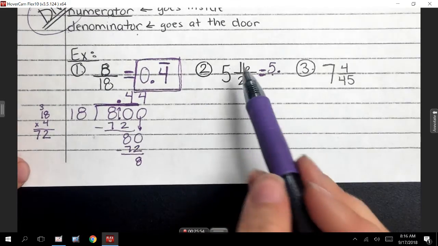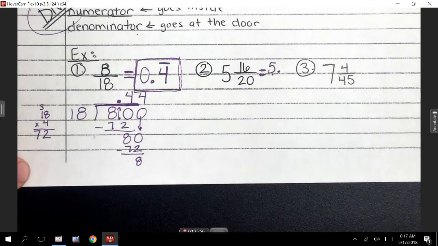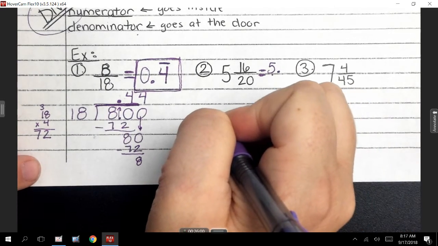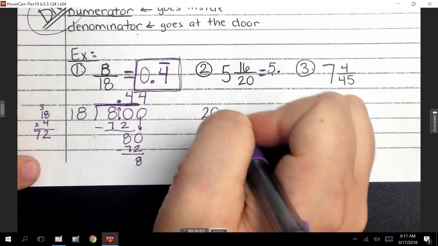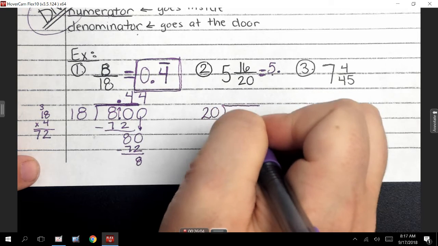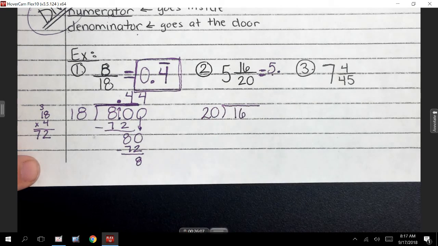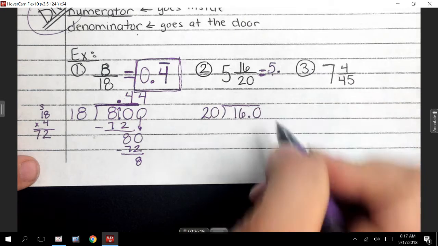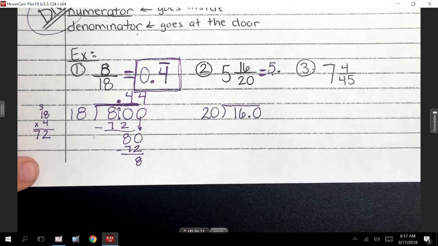So when I'm actually dividing, I only need the 16 and the 20. Okay? So I'm going to put the 20 at the door because it's in the denominator. And then my 16 goes in the house. All right, now again, y'all are going to see we ran into the problem. Can 20 go into 16? No. So what do I do, Omar? Add a decimal and then a 0. All right, now that decimal, is it going to stay in the house with that 16?